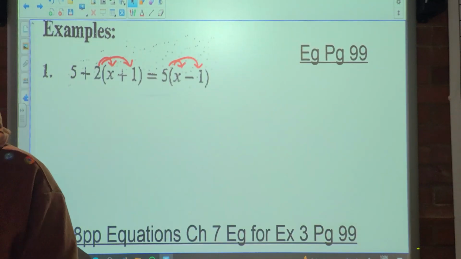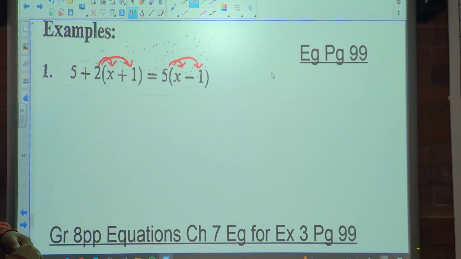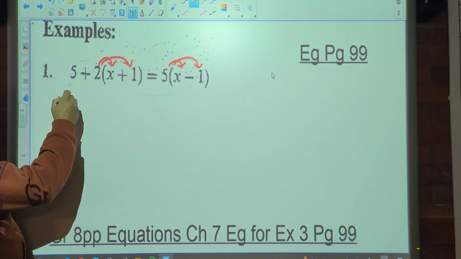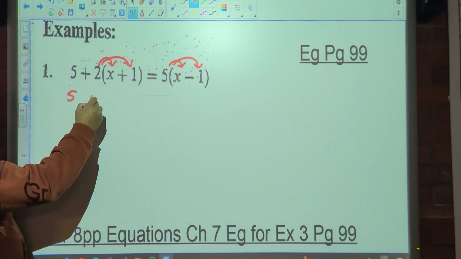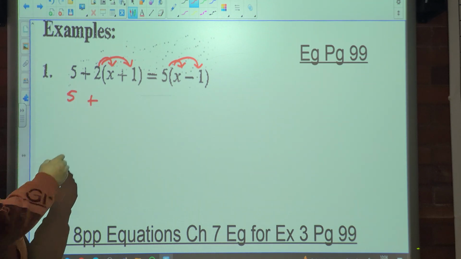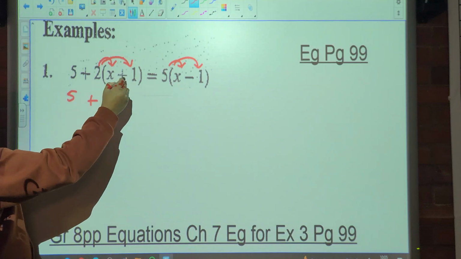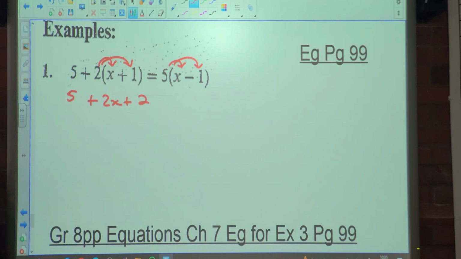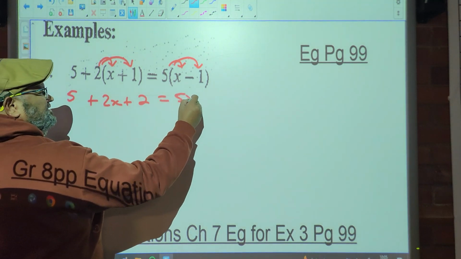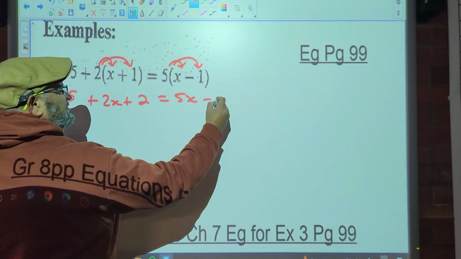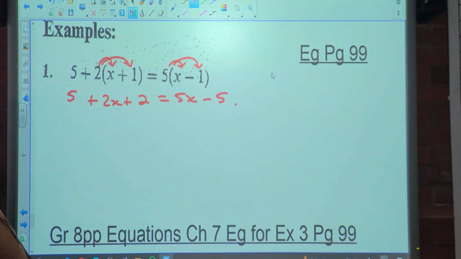Okay, so we apply the distributive law. What do we get? We get 5, carry on, plus 2x, yes, plus 2. Not so? And what is that equal to? 5x minus. So what do you see now?